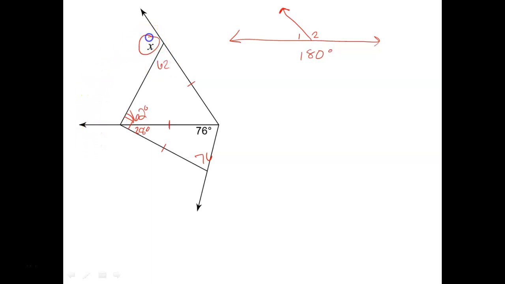But they want me to find x. And if you look, it is a straight line. And these two angles have to add together to equal 180. So 180 minus 62 is 118. So it's like a puzzle.